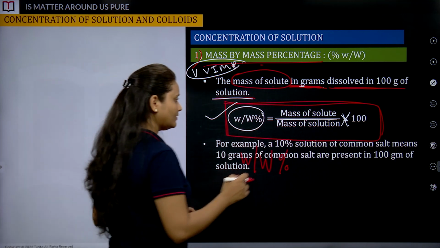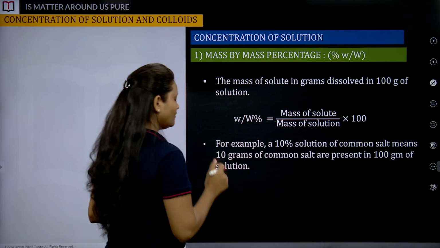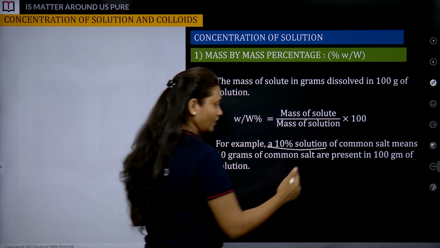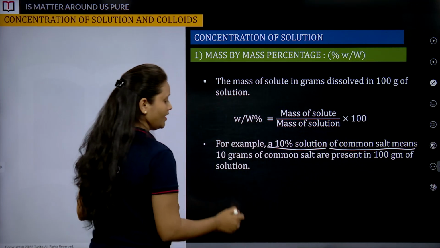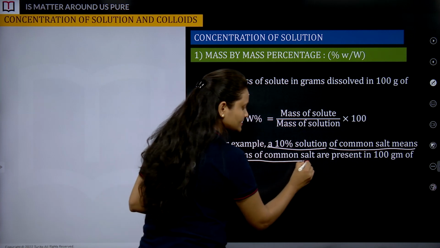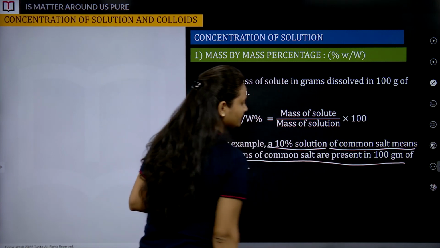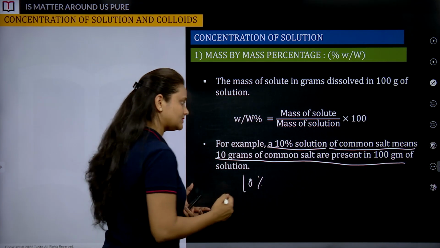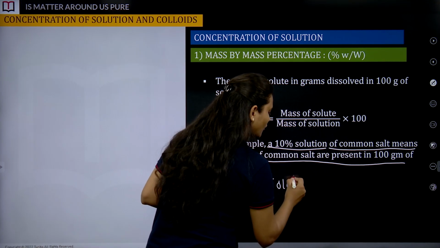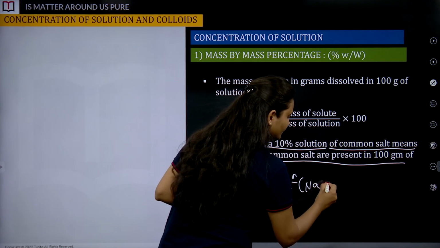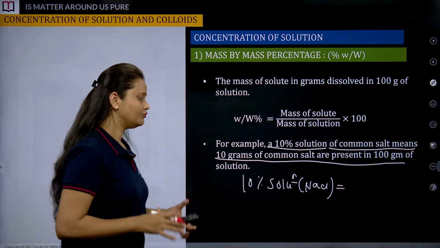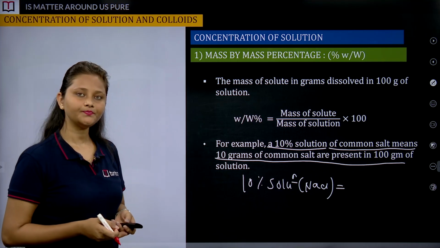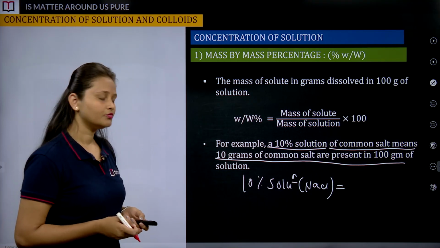So, we have one example here. For example, a 10% solution of common salt means that 10 grams of common salt are present in 100 grams of solution. If I want to prepare a 10% salt solution, I am writing here sodium chloride. So if I ask you, students, to prepare a 10% salt solution, what are you going to do? Students, try to understand.